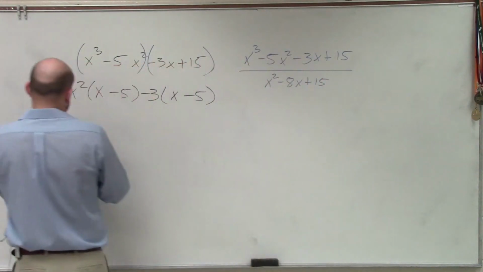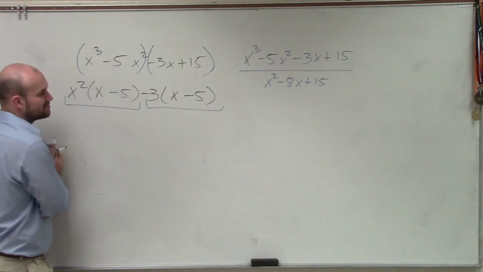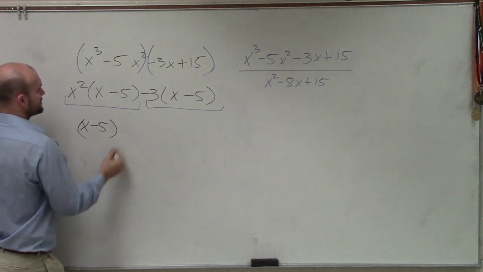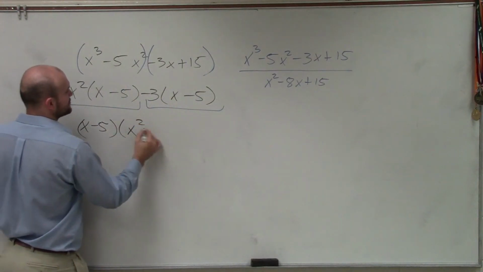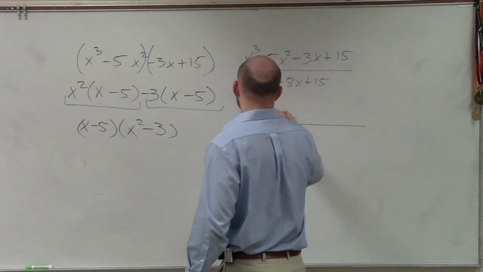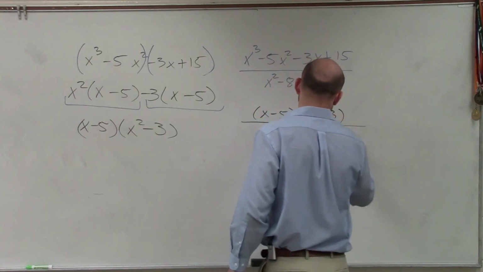So here you can see that in each of these 2 terms, because now they're separated by subtraction, the only thing they have in common is an x minus 5. So when I factor out an x minus 5, I'm just left with an x squared minus 3. So now I'm going to rewrite my expression to have x minus 5 times an x squared minus 3.